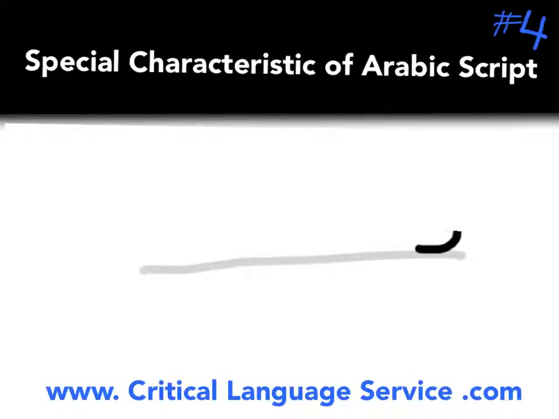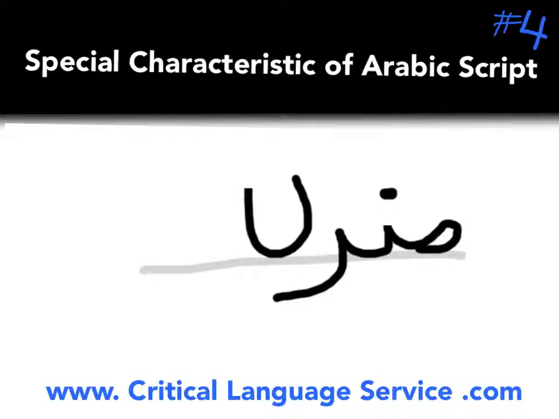Special characteristic 4 of Arabic script is that the majority of vowels are not written. For instance, here's a typical word in Arabic. There is not a single vowel in this word. That would be impossible in English.